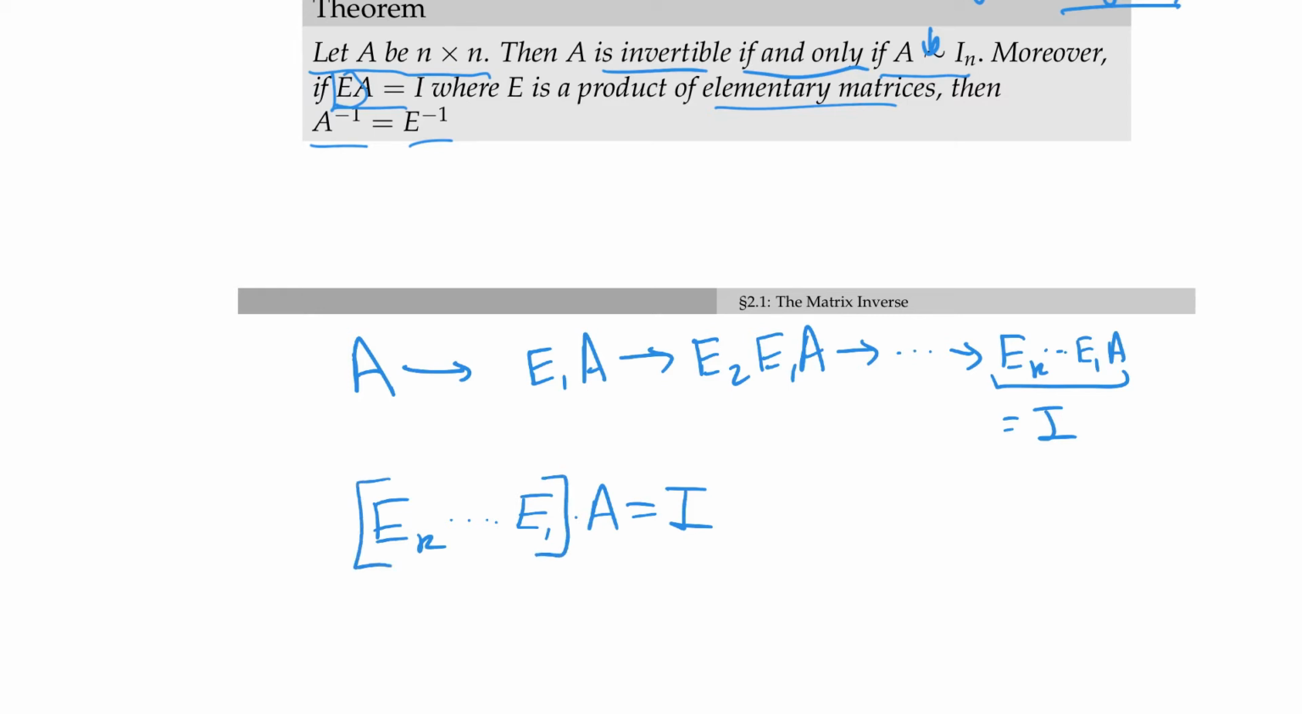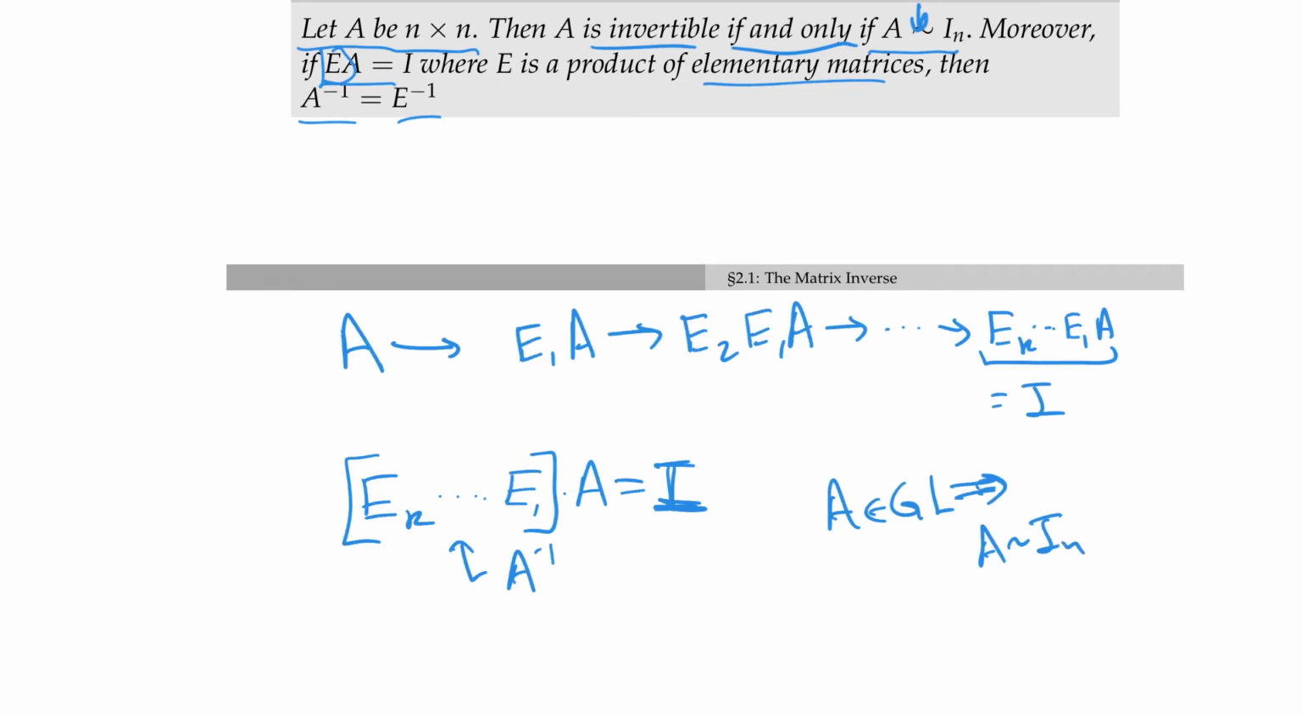What must this then be if I have the identity here? This must be the inverse. And so I get the invertibility of the matrix. The other direction of this, where A is invertible, implies that A row reduces to the identity.